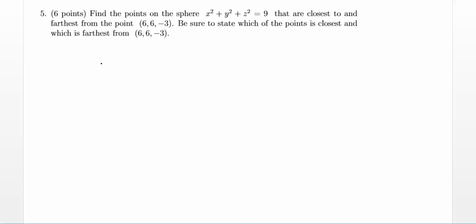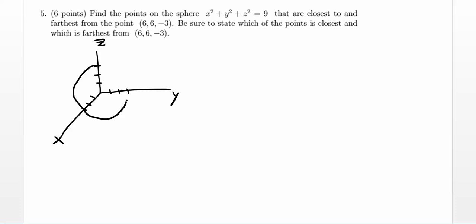Let's draw a picture and think about what's happening. So we've got a sphere here of radius 3, because this is 3 squared. So 1, 2, 3, 1, 2, 3. That's not the best picture, but you get the idea. And then we have a point 6, 6, negative 3. This doesn't matter all that much, but it's just out here somewhere in space. And we're trying to decide what point on the sphere is closest to that point, and then what point on the sphere is farthest from that point.